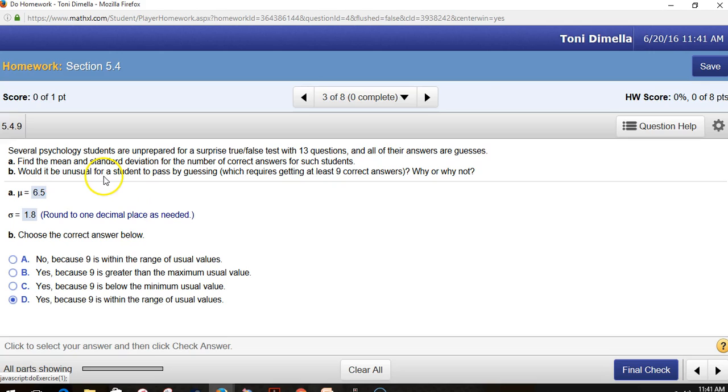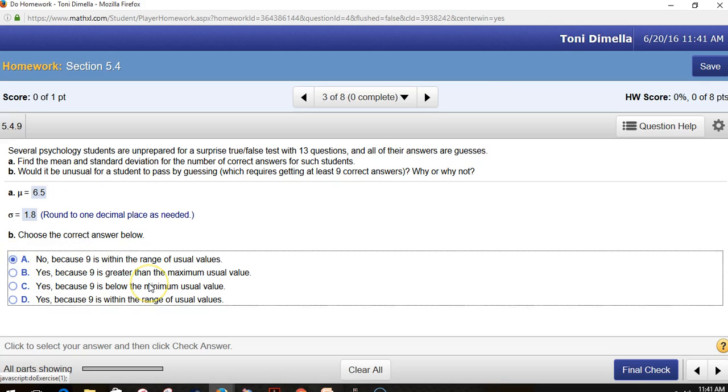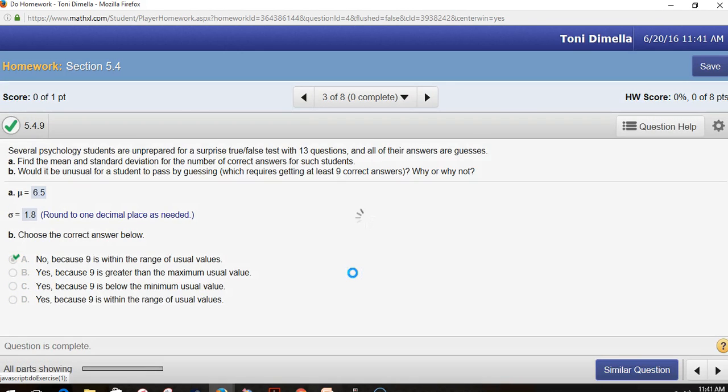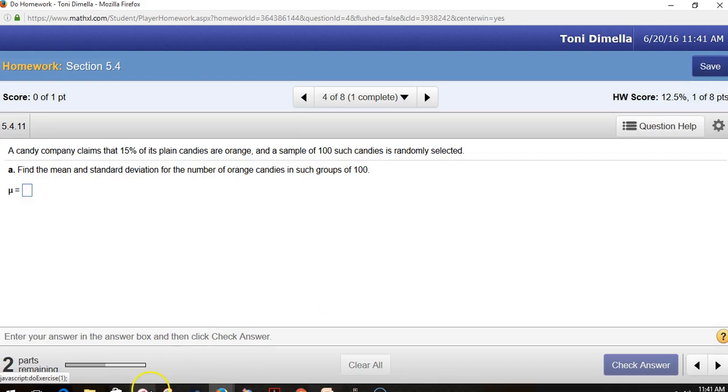Would it be unusual? No, it would not be unusual because 9 is within the range of values. So yes, it would be usual. No, it would not be unusual. Sometimes it's a little tricky. You have to read those questions a couple of times because they ask things backwards very often in stats.